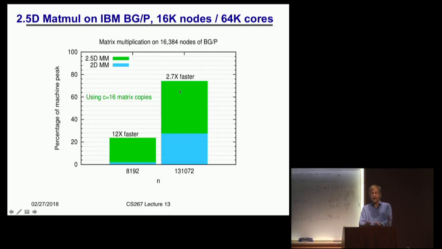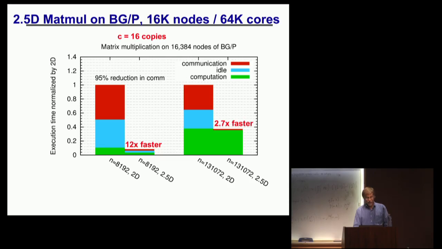So let me do a little timing breakdown. This is a performance analysis that you might want to do for your class project too. So let's take the time and break it down into the time spent doing computation, so local BLAS, the time spent communicating, actual MPI calls, and the time spent just sitting around idly waiting for stuff to arrive.